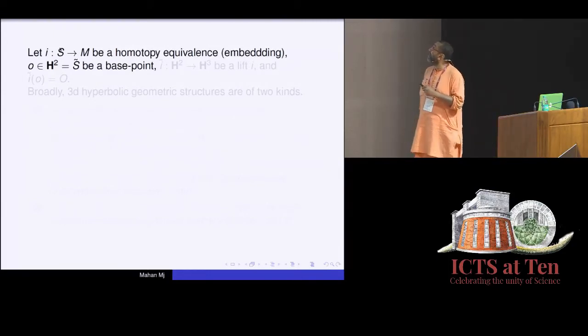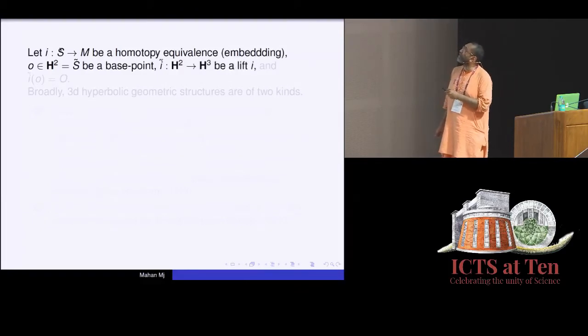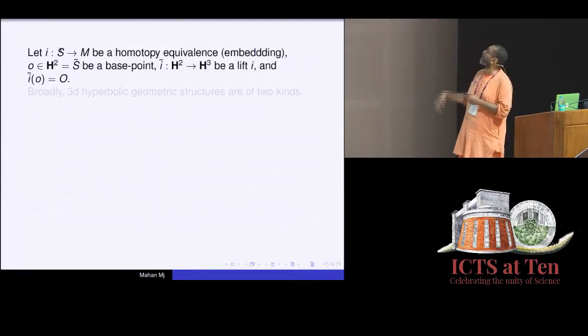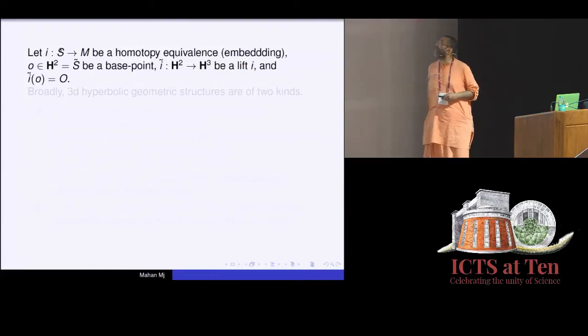So you pick an origin in this universal cover, H2, and the inclusion I lifts to the universal cover, the I tilde, from the hyperbolic plane to hyperbolic 3 space, the lift, and denote the image of this base point by capital O, which is the base point in hyperbolic 3 space.